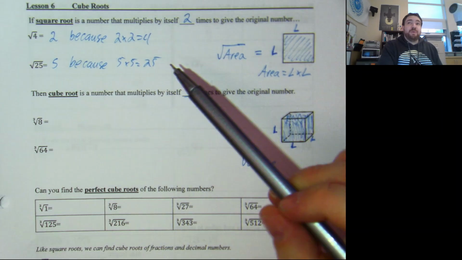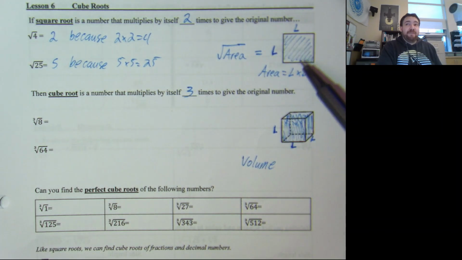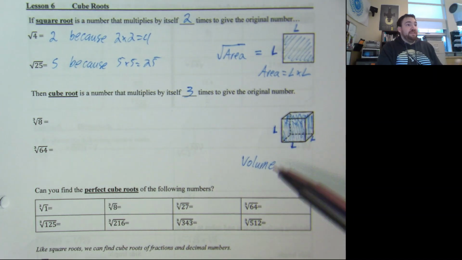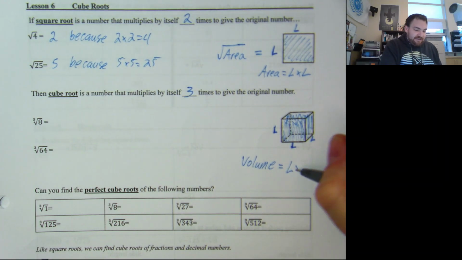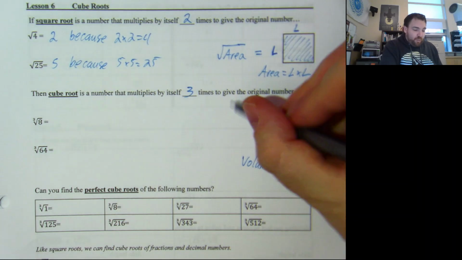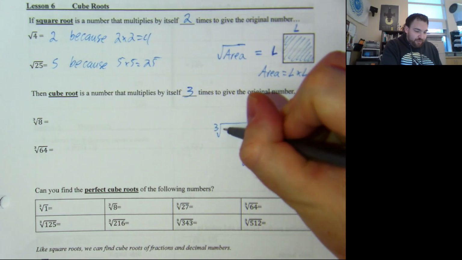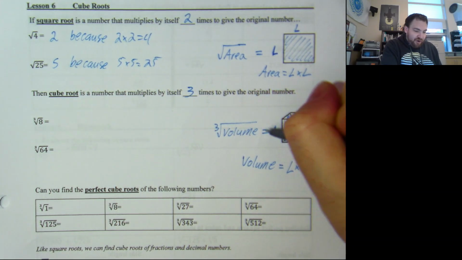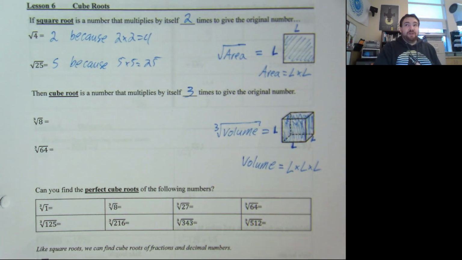So square root is related to the side length and an area. The cube root is related to the volume. The volume of an object, or the volume of a cube in this case, is equal to a length times a length times a length. Length, width, and depth, but they're all the same for a cube. So if I'm given the volume of a particular cube and I want to find just the length of one of these sides, we're going to take the cube root of the volume, and that's going to give us the length of one of the sides.